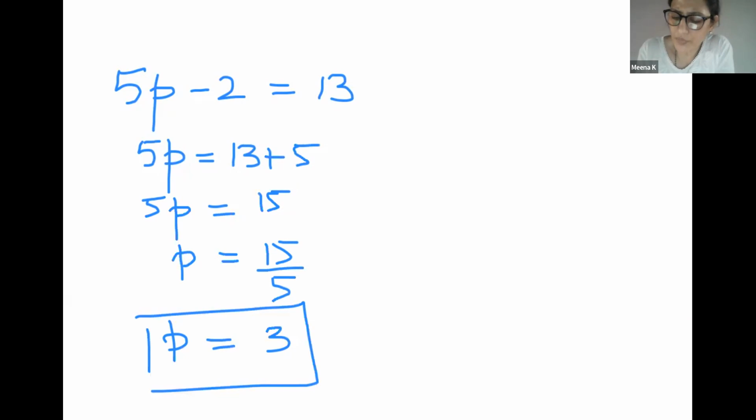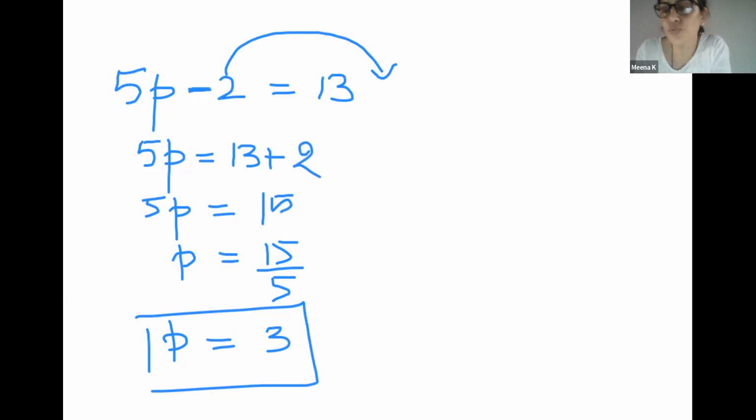Okay, we come to the question. The question says 5p minus 2 is equal to 13. When I take 2 to this side, here it is minus. When it goes to the other side, what did I write? When I move this minus 2 to the right hand side, it will become plus 2, right? It will not be minus 2, the sign is being changed. So 13 plus 2, we are getting 15.